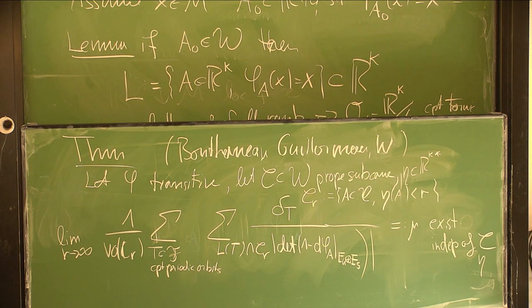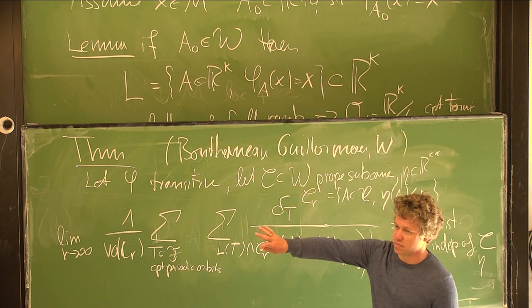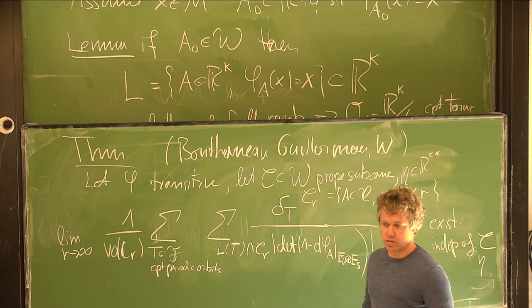Of theta and eta. Yeah. And so delta t is the Lebesgue measure on the torus. Yes. So the measure here is: you have the Lebesgue measure on your space R^k, you fix it, and you push it forward to the torus.